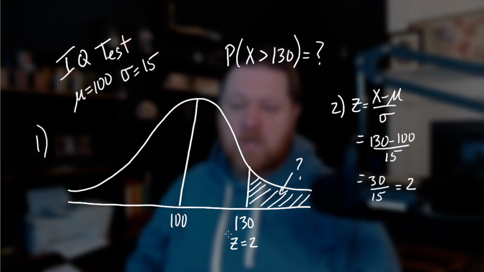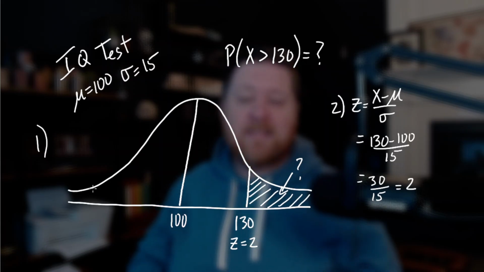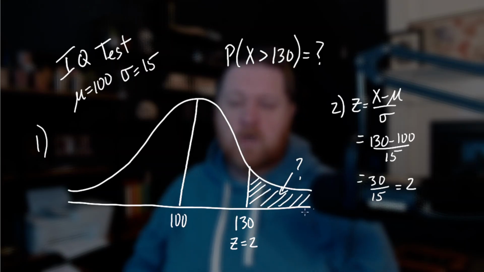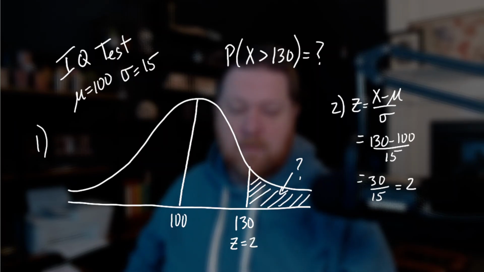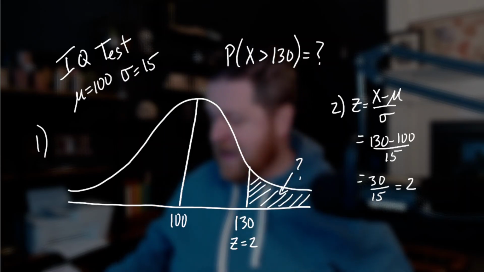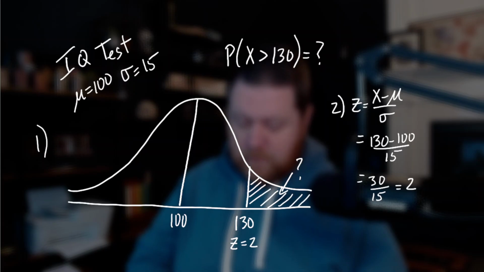So what we're going to do is look up a z-score of 2, and we want to find the area to the left of 2. Now, that's not the final step. That's not the thing that we need to finish the problem, but it will get us almost there. So let me go pull up a z-table real quick. On our z-table, we want to find the area to the left.